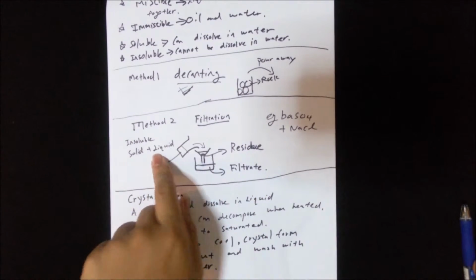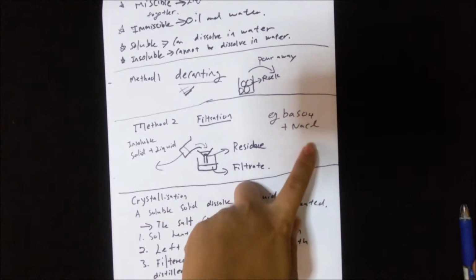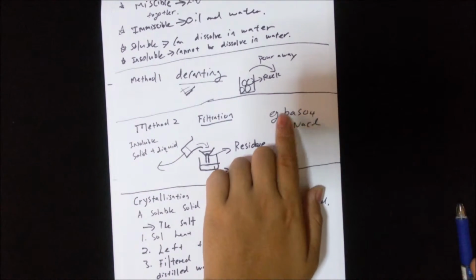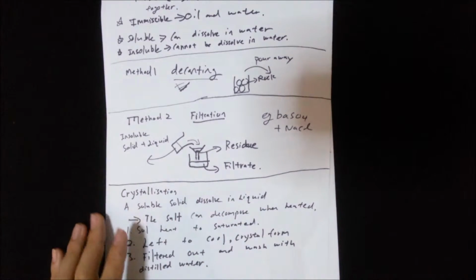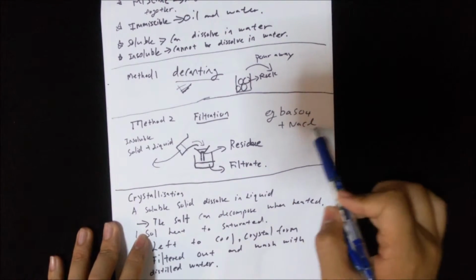One of these examples can be barium sulfate together with NaCl. NaCl aqueous will be a liquid form, while barium sulfate is an insoluble salt, hence it will exist as a white precipitate. So you can use this method to separate barium sulfate from NaCl solution.